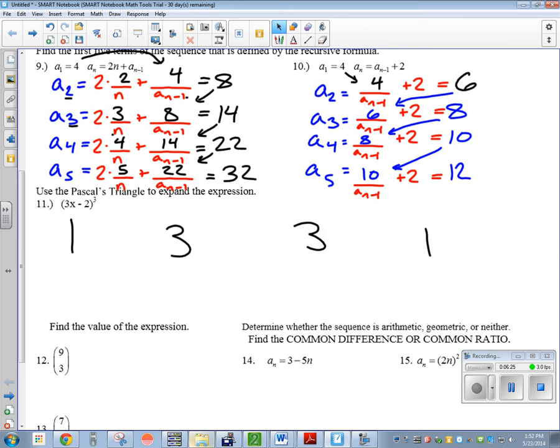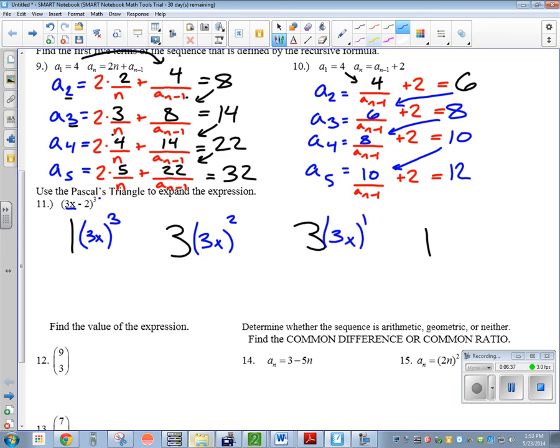Okay. Then I'm plugging in. Since it's 3x, I'm doing 3x to the third. Then I do 3x squared. Then 3x to the first. No 3x. Then I'm using the negative 2 and coming back the other direction. So that is negative 2 to the third, negative 2 squared, negative 2 to the first, no negative 2. Break it up with some plus signs in between.